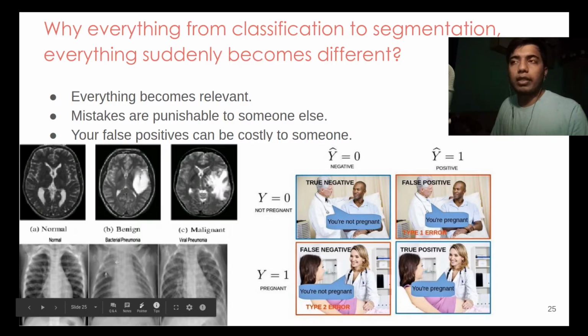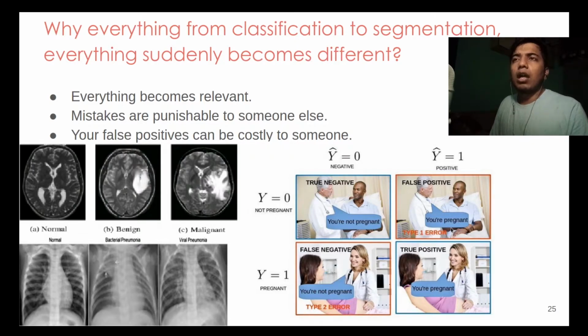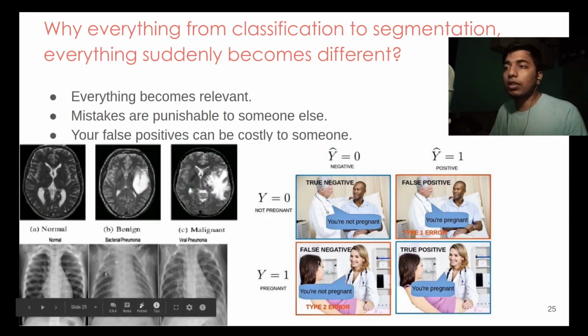Saying you're not pregnant to a man also makes sense, and that's why it's called true negative. Now, it would be weird if you're telling a man he's pregnant, wouldn't it? So, it's called a false positive. And again, these are punishable because, as you guys can see in the examples coming forward, this could be pretty dangerous. And similarly, telling a pregnant woman she's not pregnant is also kind of risky.